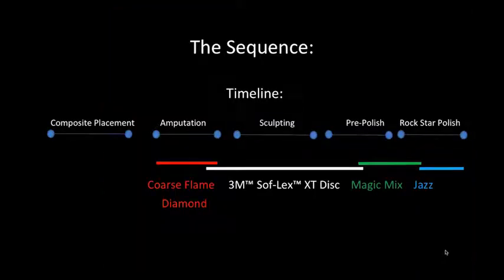So what we're going to talk about with the SoftFlex XT disc is how it fits into the middle part of our treatment sequence. So between composite placement and the initial gross amputation, and then to finally the final polishing sequence. So the 3M SoftFlex XT disc is actually quite critical to just the middle zone of shaping and creating the initial aesthetics of our restoration.